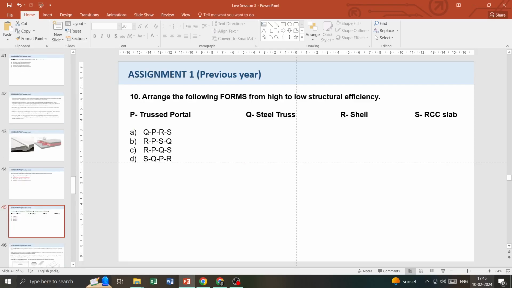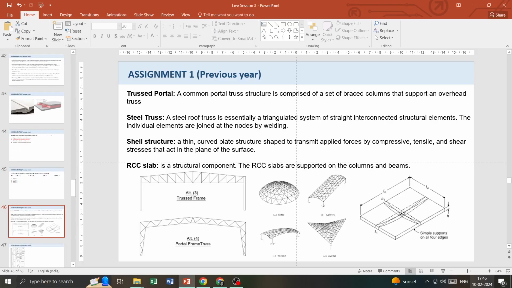Coming to question number 10. Arrange the following forms from high to low structural efficiency: trussed portal, steel truss, shell, and RCC slab. So what is a trussed portal? It is a common portal truss structure, and it is comprised of a set of braced columns that support an overhead truss.